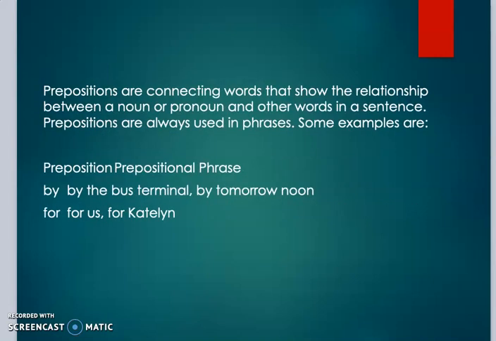Prepositions. They're connecting words in relation to nouns and pronouns.